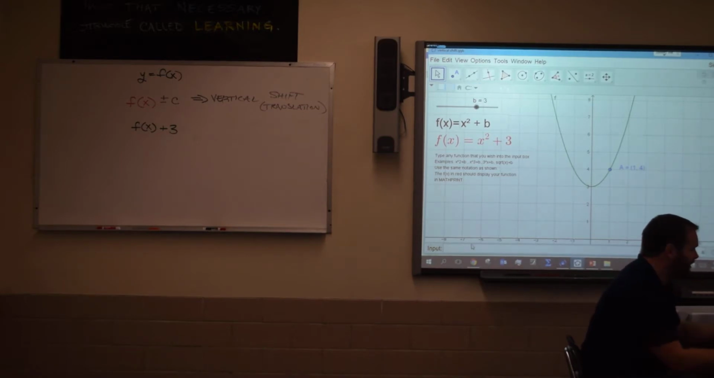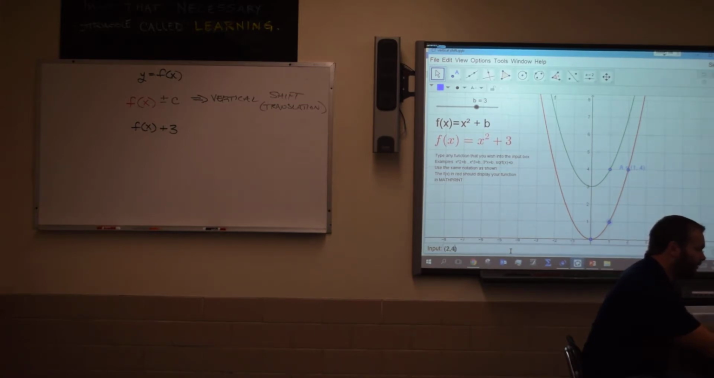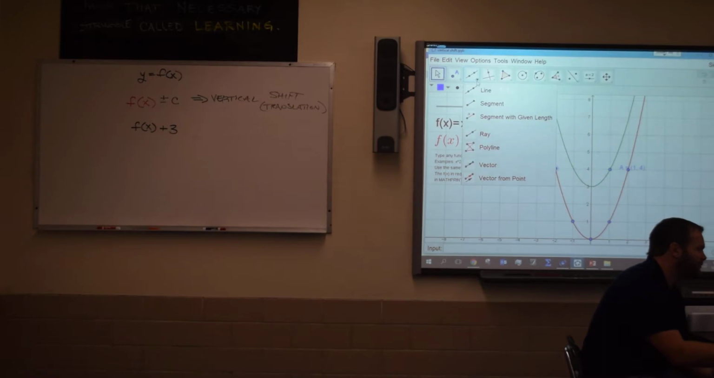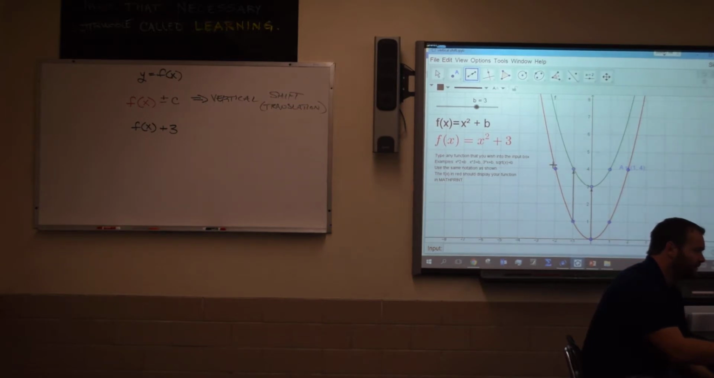Okay. So the idea here is if I had just x squared, every single point on that. We've got a couple points. We've got (0, 0) that we've committed to memory. We've got (1, 1), (2, 4), (-1, 1), (-2, 4). We've committed all those points to memory, right? The idea is every one of those points then gets moved up 3 units, moved up 3 units, moved up 3 units, moved up 3 units.